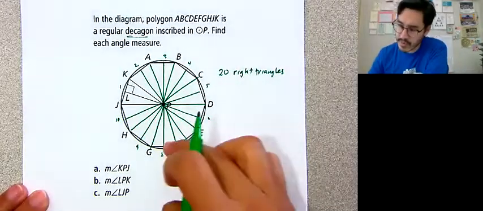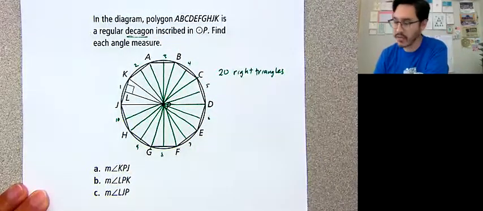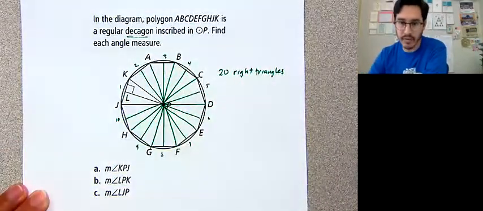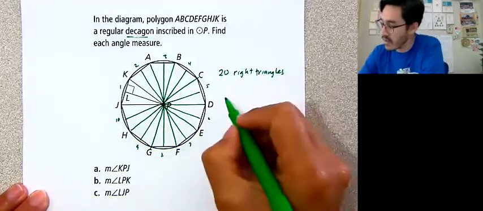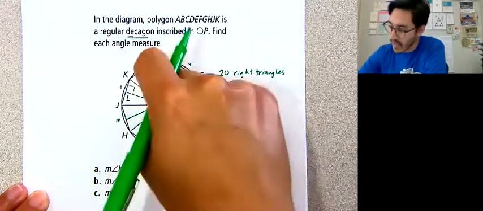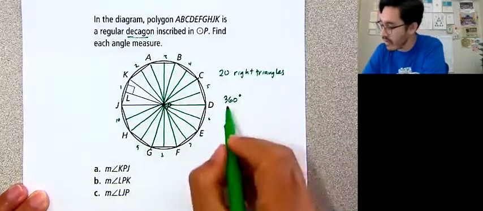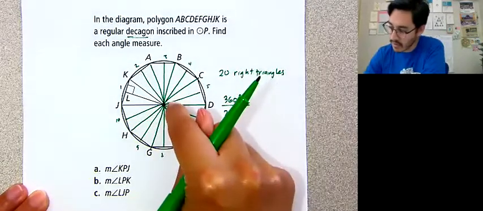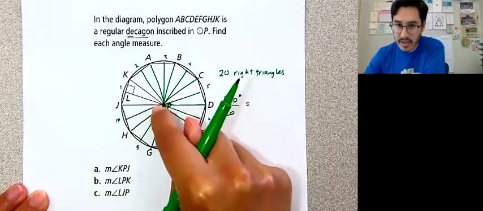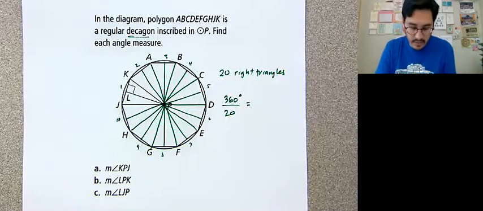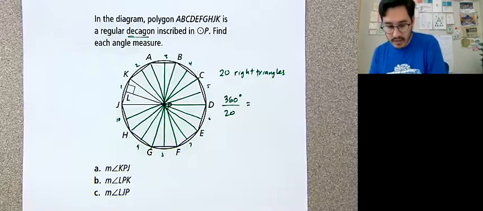And remember, this polygon is inscribed inside of a circle. If we think about the entire central angle of a circle, it's 360 degrees. So if we take the 360 degrees, a full rotation of a circle, divided by the number of right triangles we have, divided by 20, that should give us the central angle of each of these little triangles. So 360 divided by 20 is 18 degrees.